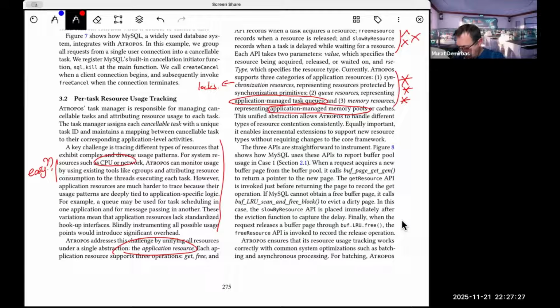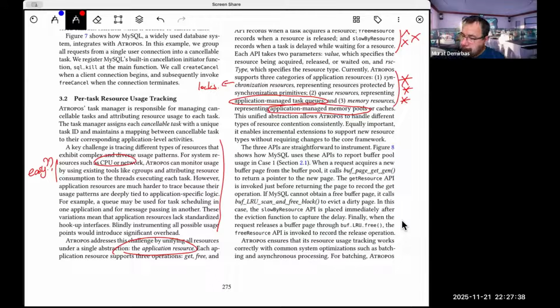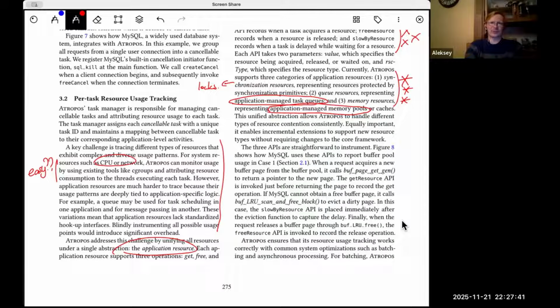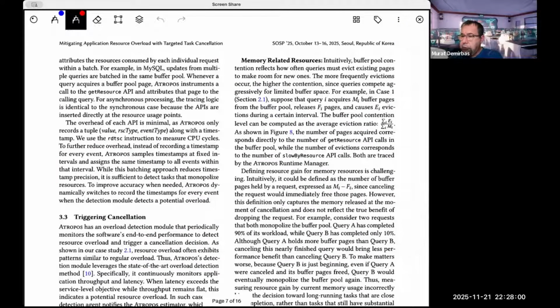See, this slow by resource is you telling Atropos that you are slowed down by this resource. Interesting. So again, you need to be very careful in the instrumentation. Yeah, not straightforward. Atropos ensures that its resource usage tracking works correctly with common system optimizations such as batching and asynchronous processing. For batching, Atropos attributes the resources consumed by each individual request within a batch.